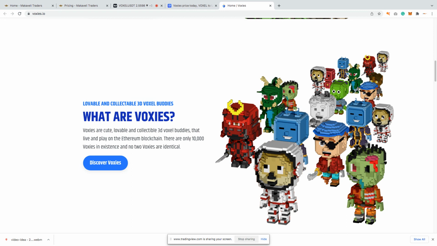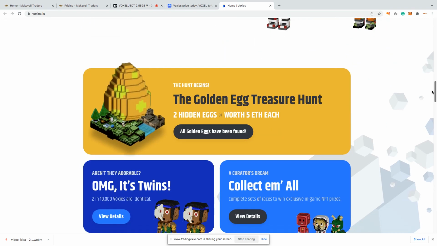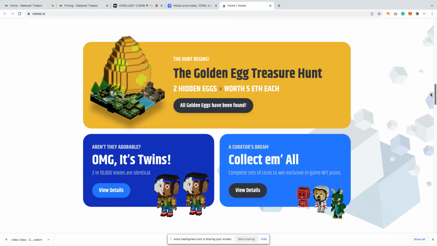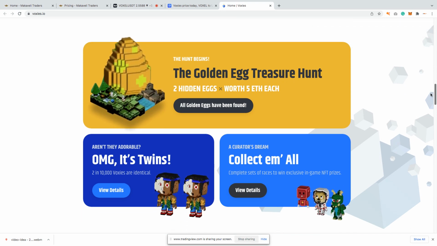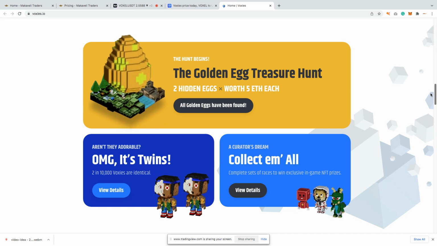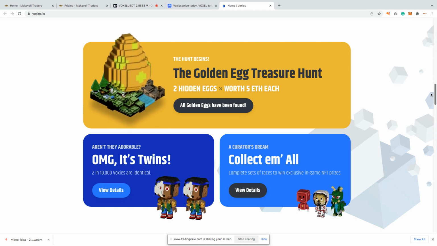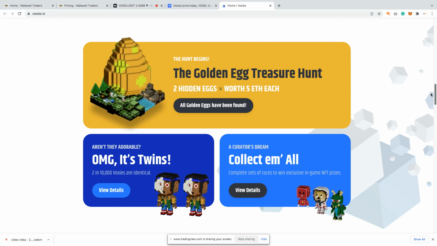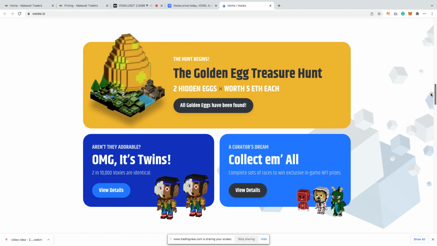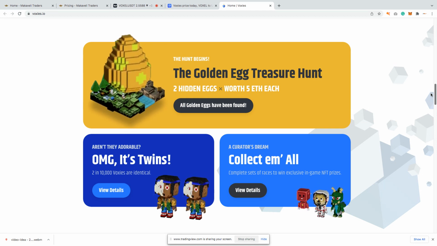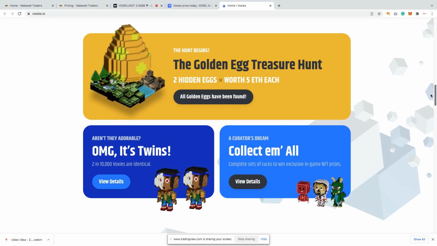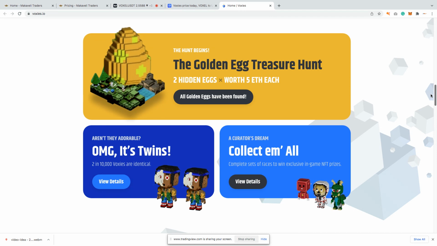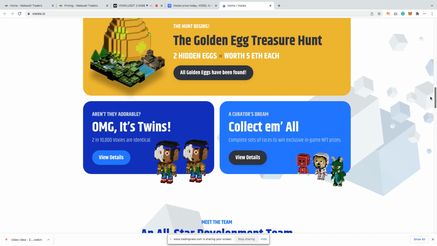I see cute puppies included in the boxes. This is going to be very interesting. Now, the golden egg treasure hunt, right? Two hidden eggs, worth 5 Ethereum each. This is a big difference between this RPG platform compared to other RPG games. I know a lot of people will be battling to be the ones that find them. Each one is worth 5 Ethereum. That is adorable.